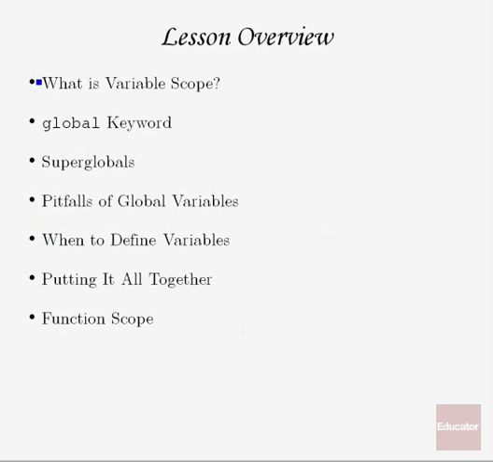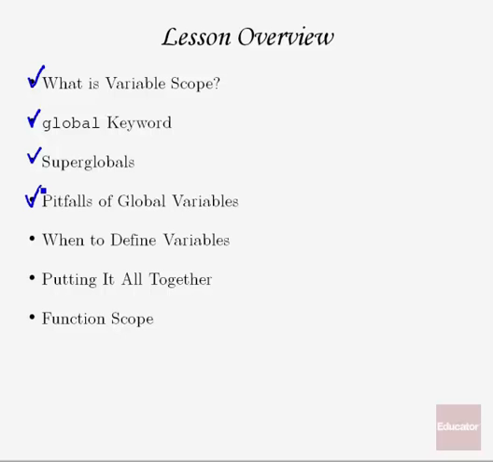Specifically, we're going to be talking about what variable scope is. We're going to be talking about a special keyword in PHP, the global keyword. We're going to go into more detail about superglobals, which is something we've mentioned when we've talked about the underscore get and underscore server superglobal arrays that we've used in previous lessons. We're going to talk more about actually what superglobals are. We're going to talk about some of the pitfalls of using what are known as global variables.